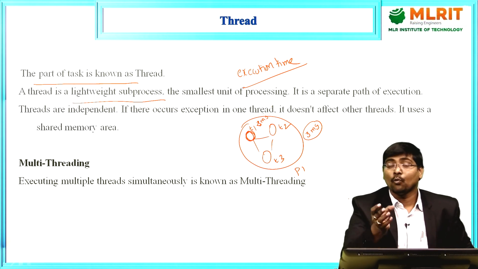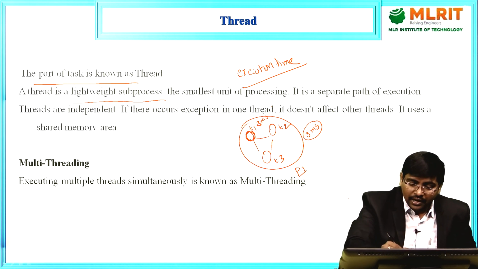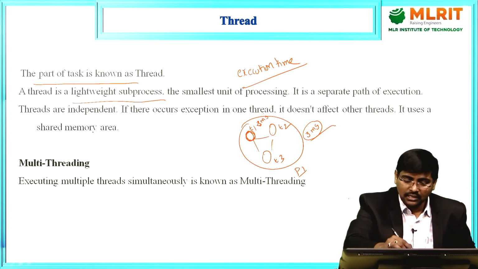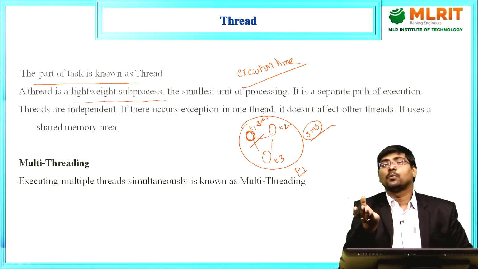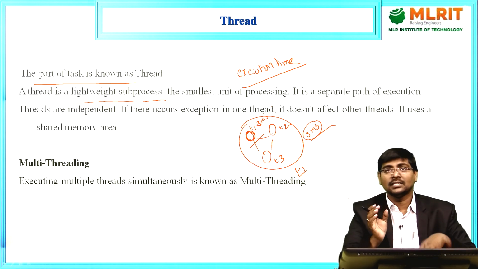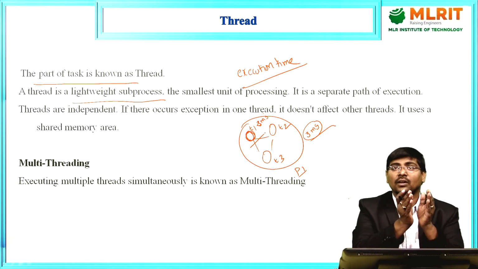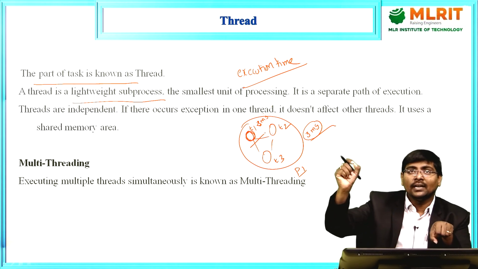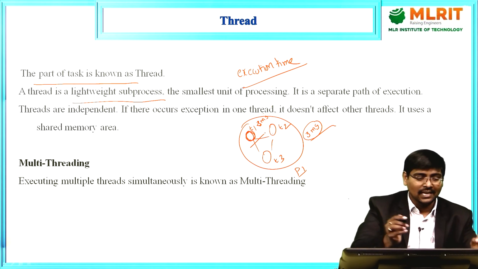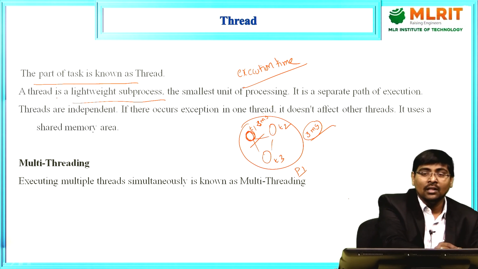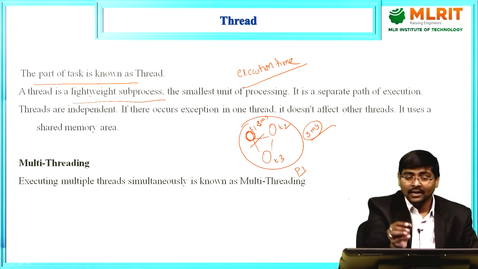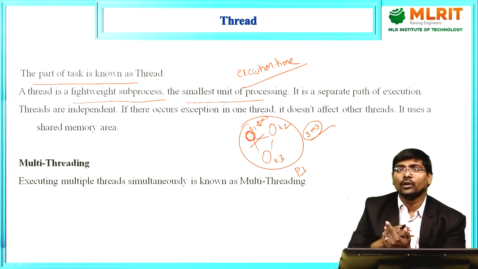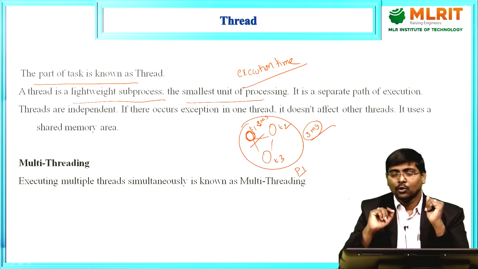Yes or no? Why? The process is divided into 3 parts, and the total time of the 3 parts is 3 milliseconds. One part has less time compared to the process. That means the execution time for the threads is low compared to the execution time of the process. That is the reason thread is called a lightweight process, and it is the smallest unit. Again, it is not possible to divide the thread.